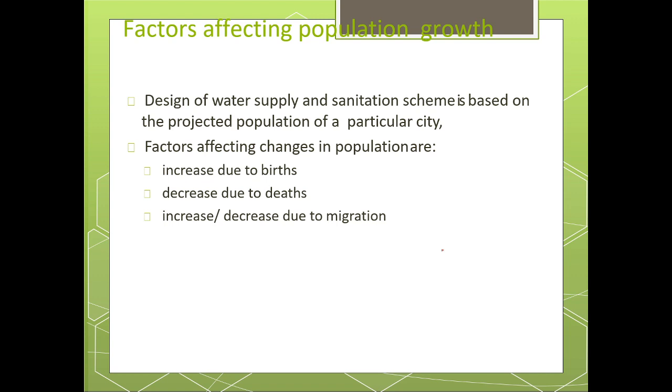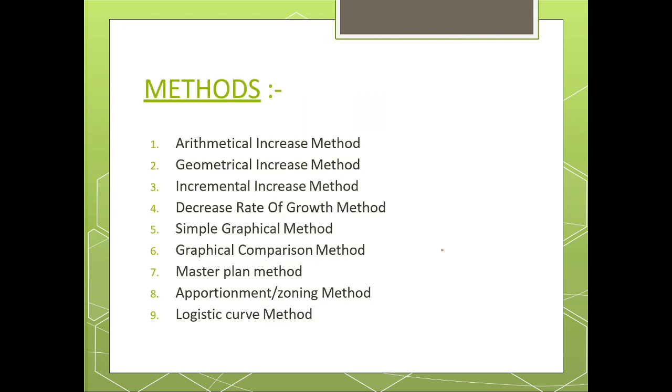Next, what are the factors affecting changes in population? The first one is increasing due to births, decreasing due to deaths, increasing or decreasing due to migration. These factors are affecting changes in population. Some births, some deaths, and some migration, all these things are involved. So how do you find out the population? Based on different methods, we have different forecasting methods to calculate it.